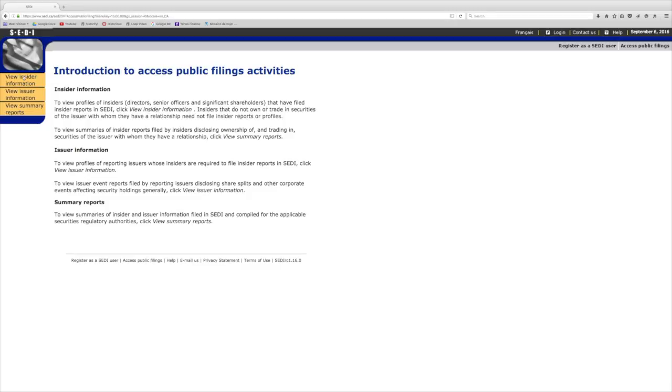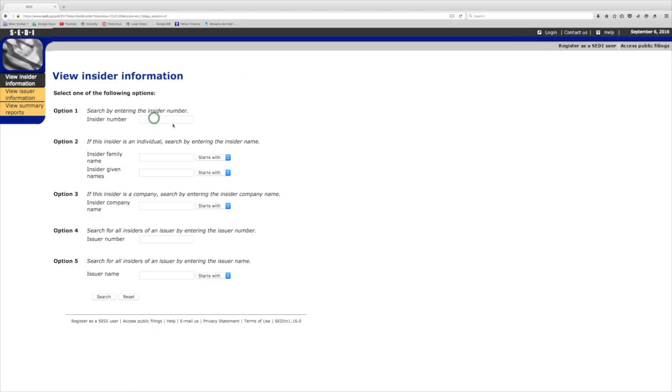Let's click on each one of them to check out what they mean. View insider information. So here you can search by insider number, unless you know the registration number of that insider. And an insider is really somebody who owns, I believe, 10% or more of a public company in Canada. So it could be a person, or it could be a fund or a company that owns that share. Obviously, unless you're the fund itself, you won't know the number. If the insider is an individual, search by entering insider name.